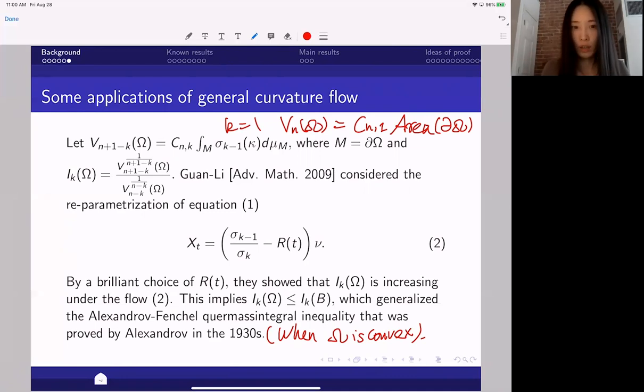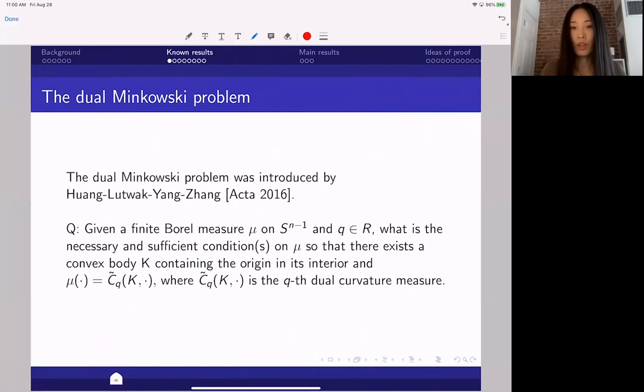Okay, so this is the first example of an application of general curvature flow, and next we're going to talk about some other application of general curvature flow, which is also the motivation of this work. So basically the flow we study is to construct solutions for the dual Minkowski problem. Actually, the flow we are doing is more general than that, but it starts with the dual Minkowski problem.